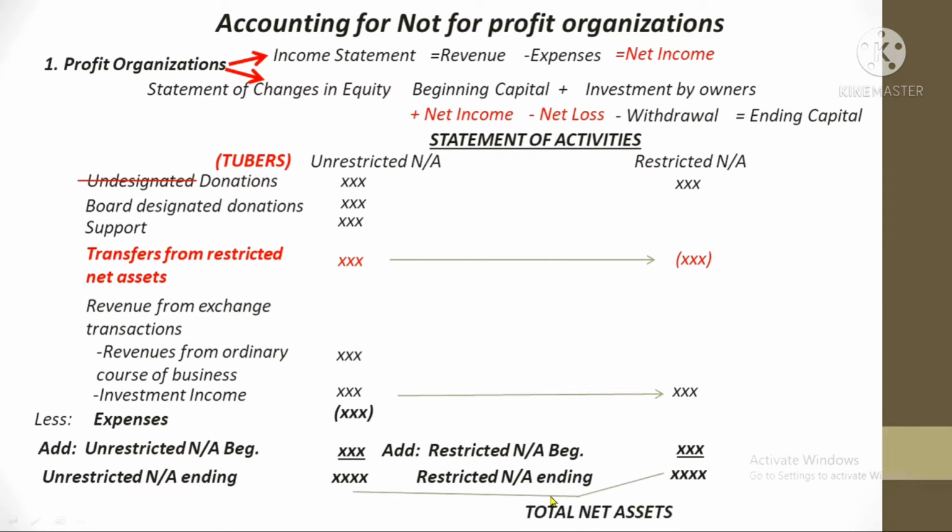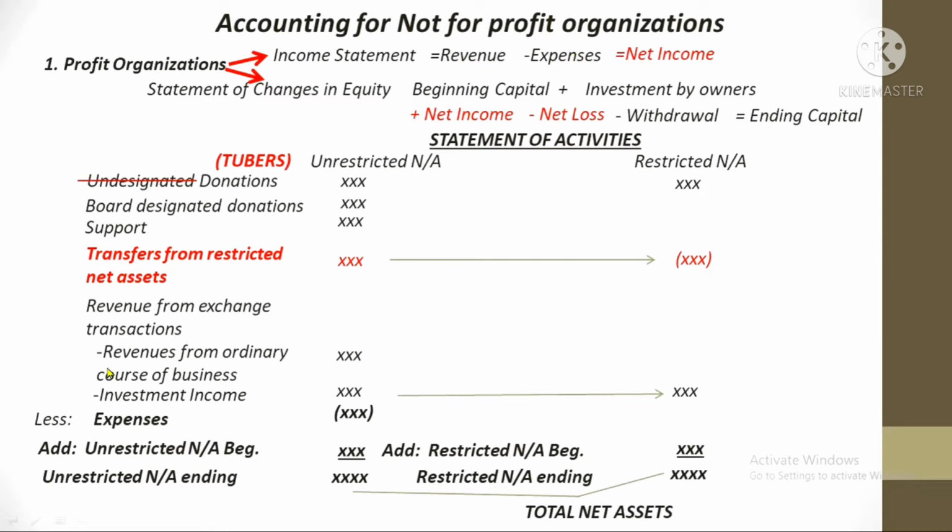Now, let's talk about how the statement of activities relates to the income statement and the statement of changes in equity for profit organizations, okay? So here we go. As you can see here in the income statement, we have revenue and expenses.